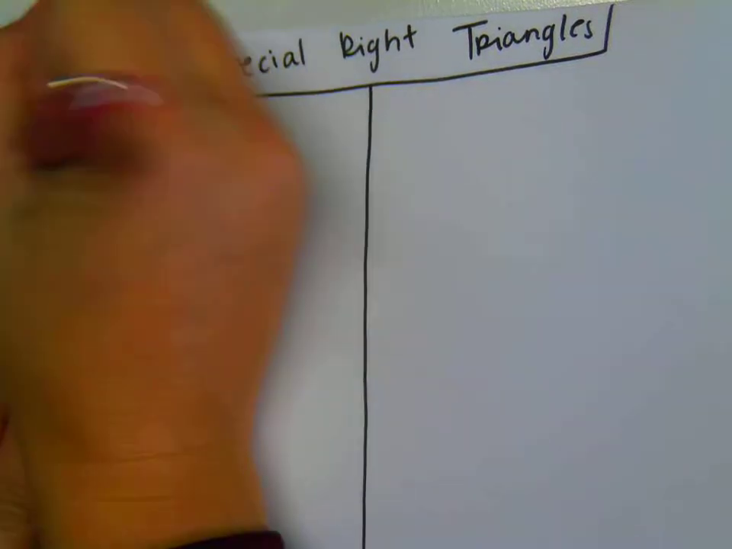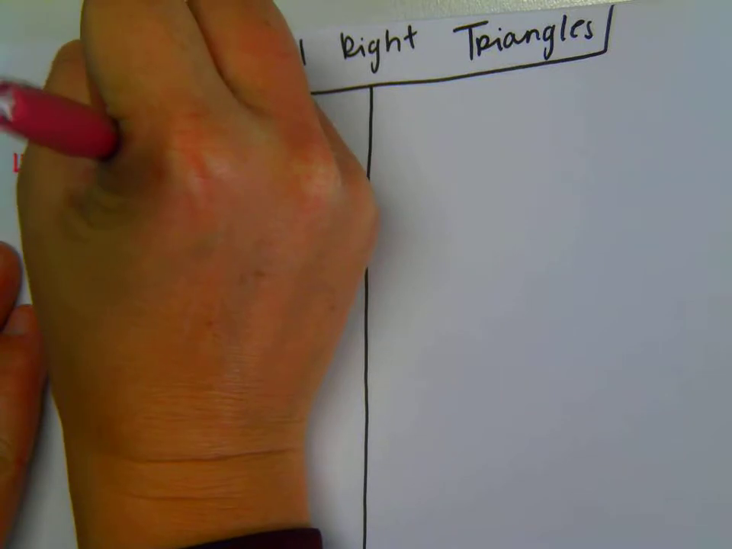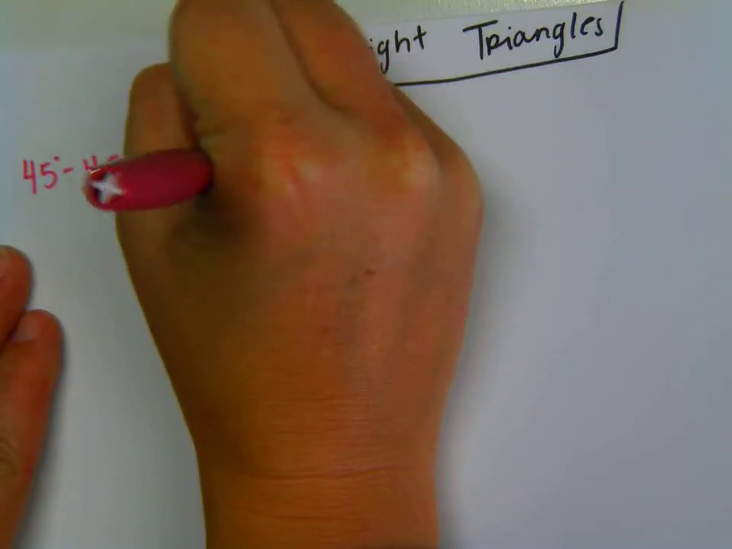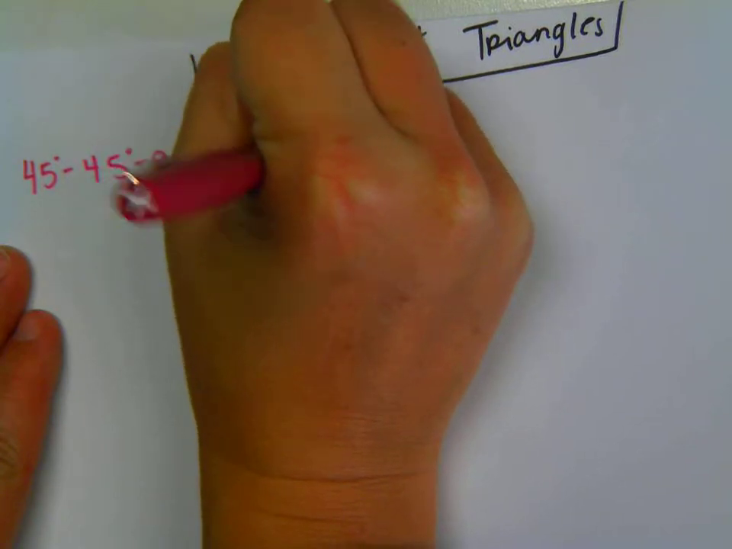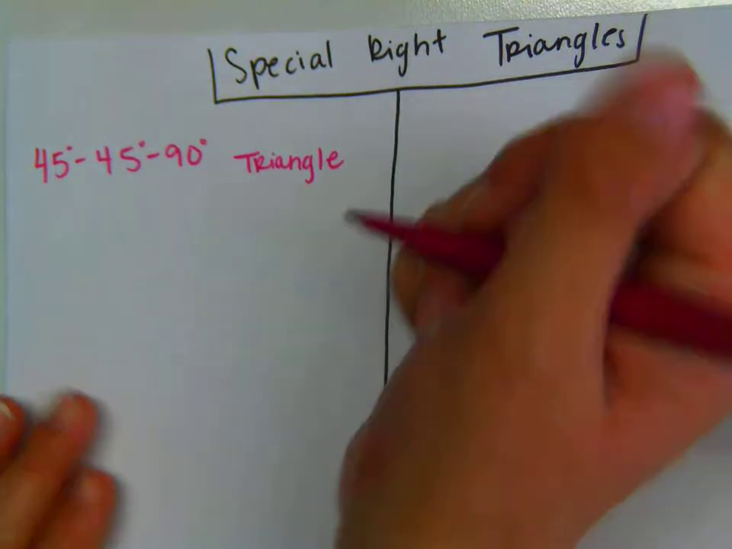The first one is going to be 45, 45, 90 triangle. Okay, now that represents the degree measure of the triangle. So we have a 45-degree angle, a 45-degree angle, and a 90-degree angle. So let's just draw what that looks like.